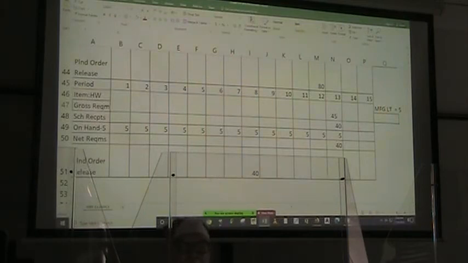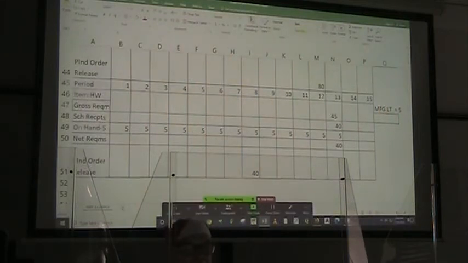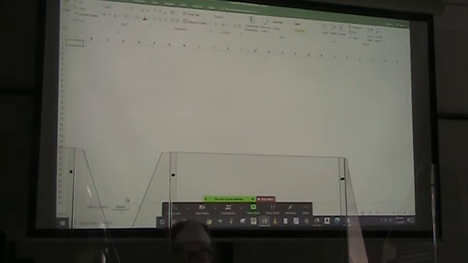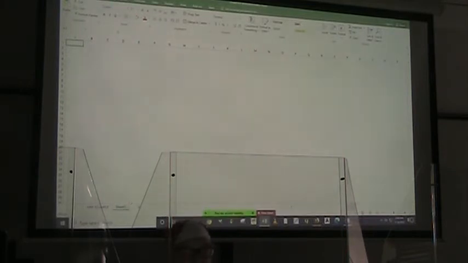All right. So I'll create a new sheet and let's do order point inventory. All right, so let's make this larger so that you can see it.